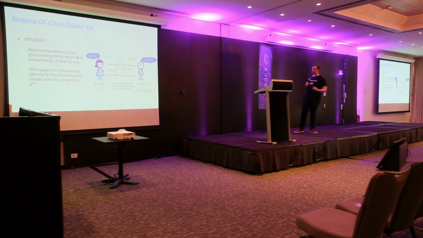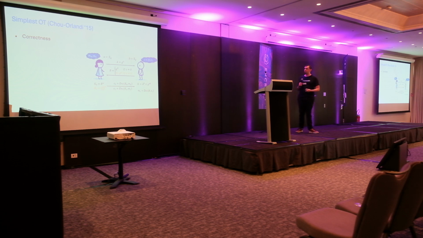And the intuition for this is that Alice will compute her two keys such that Bob knows the discrete log of one of these values, namely among B and B over A, Bob knows the discrete log of exactly one of them. And so exactly one of her keys will equal G to the AB, the key that Bob knows how to compute, which is used to transfer exactly one message. Now let's be more concrete about it.